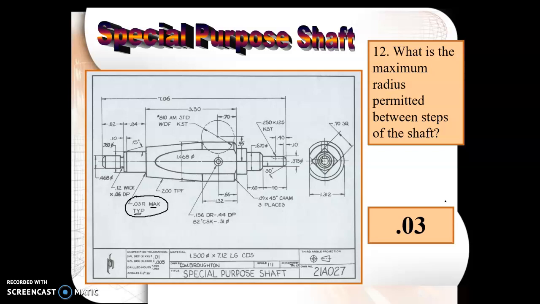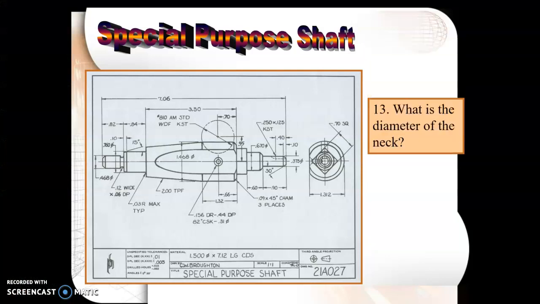Welcome back to our MECH 1000 video on Blueprint Reading Unit 7. At the end of the last video, we were in the middle of this practice exercise answering some questions about this special purpose shaft.